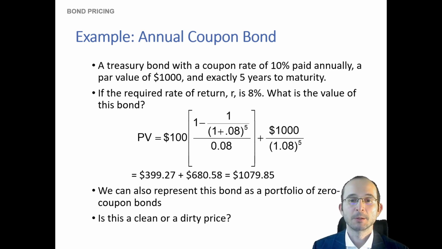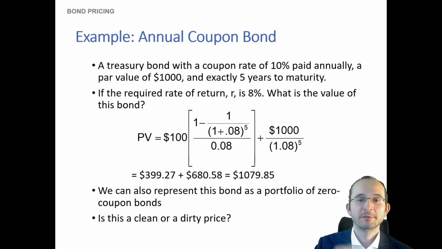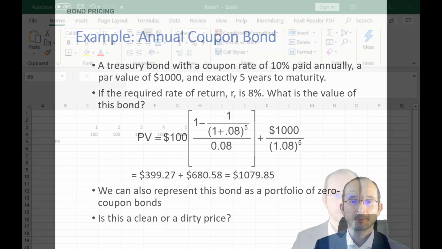Well, let's look at this in two ways. Let's do this as the present value of an annuity plus the zero coupon bond that represents just the repayment of the principal in 5 years' time. That's the formula that we have here. And also let's represent this bond as a portfolio of 5 zero coupon bonds.